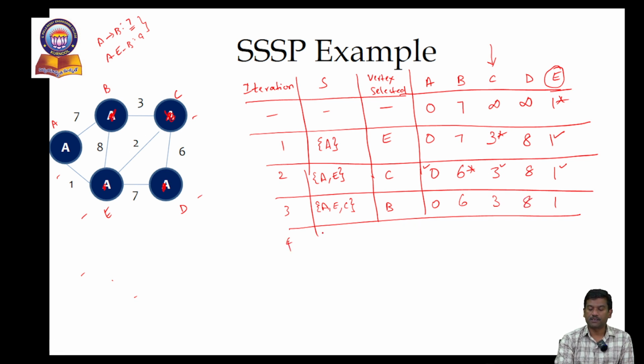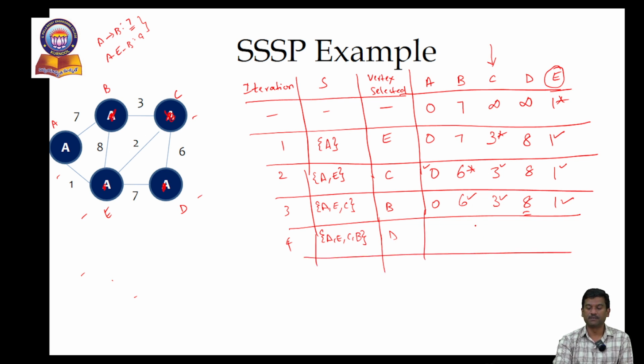And during your next iteration, that is A, comma, E, comma, C, comma, B. And since we have already finished distance of B as a minimum distance, and E is already completed, C is already completed, because we have made it true, the only remaining vertex is D. Find out, is there any other shortest distance in the similar fashion that I have said in the previous case, that is A, E, C, B. 6, 3, 8, and similarly 1 will be the final values.